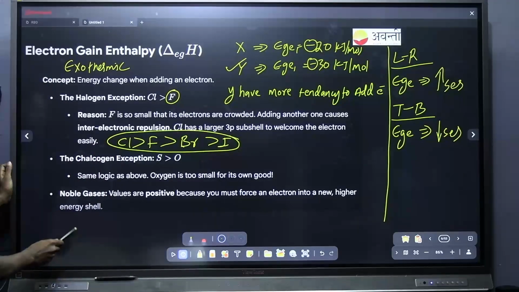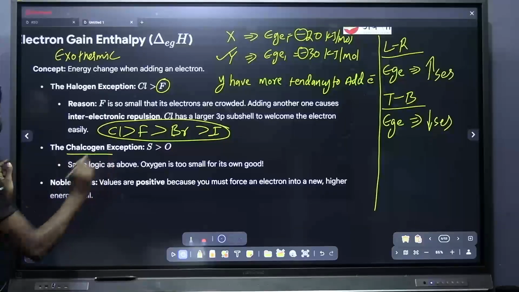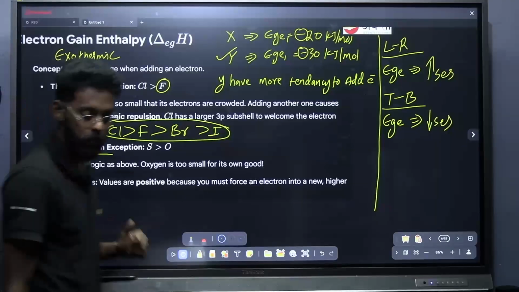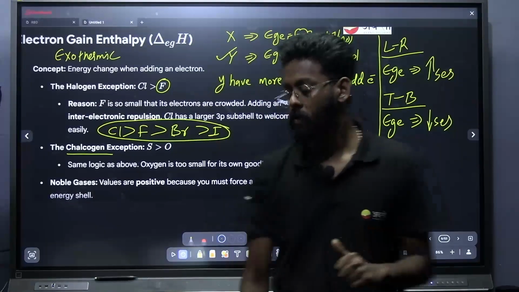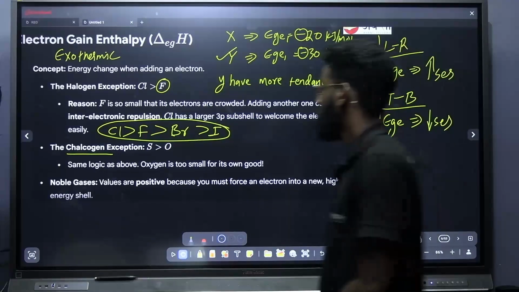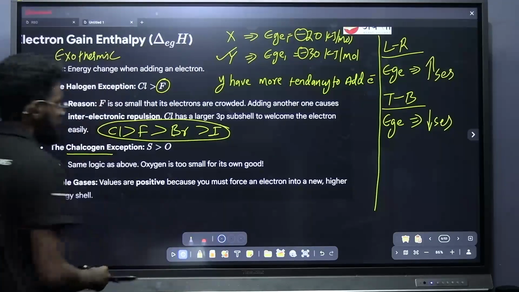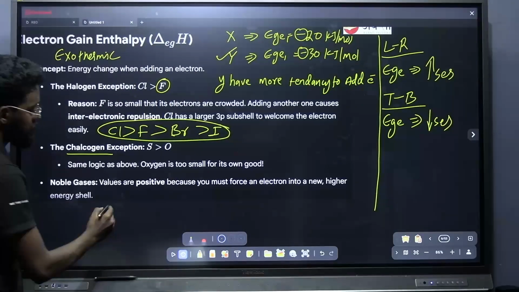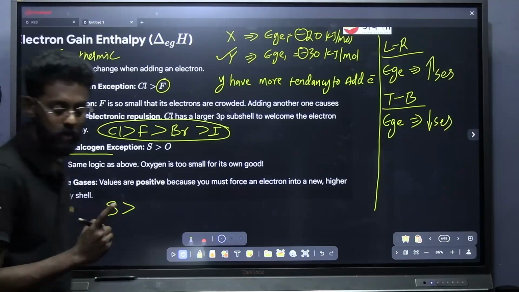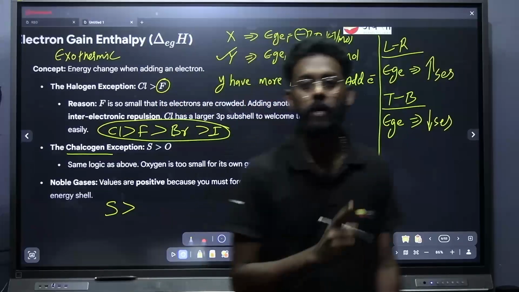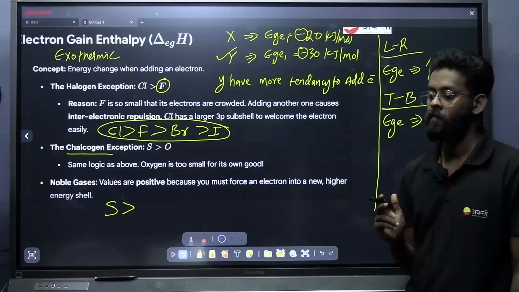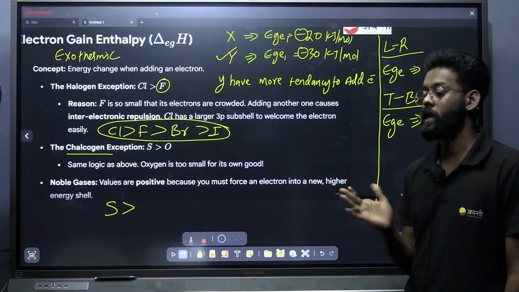Now what about chalcogens, or the oxygen family? What is the order? Who is going to give me the answer? Order of electron gain enthalpy of chalcogens. Which has the highest? Yes, the highest is sulfur. After sulfur, my question is, who has the highest electron gain enthalpy? Who is going to give me the answer? Is it oxygen or is it any other element?